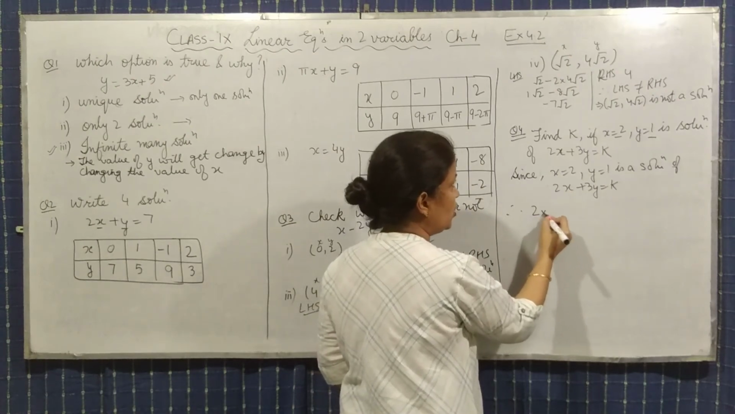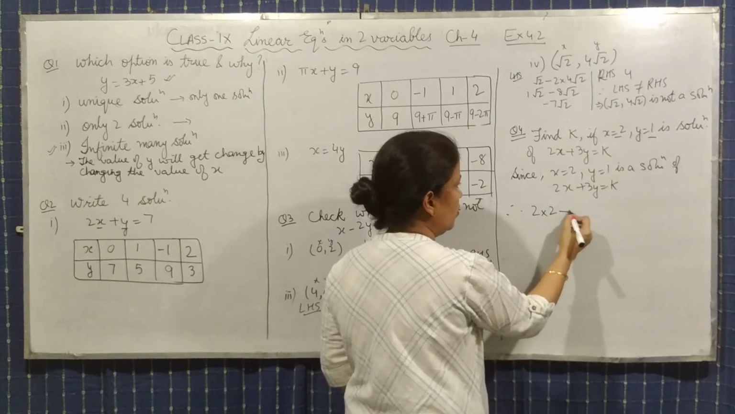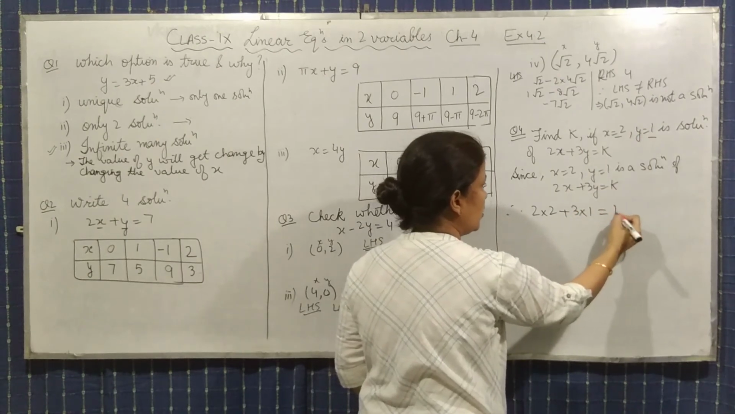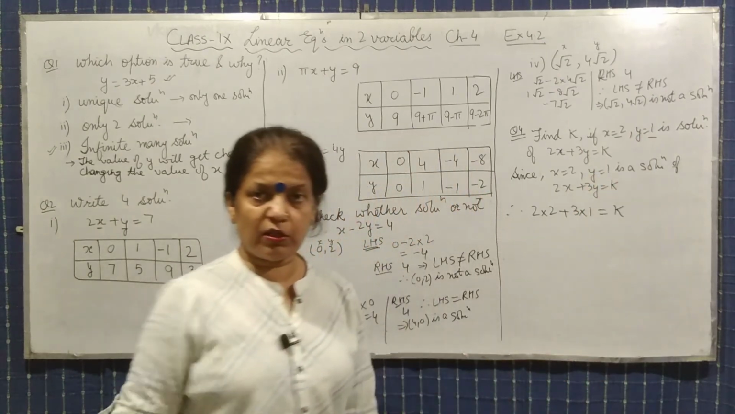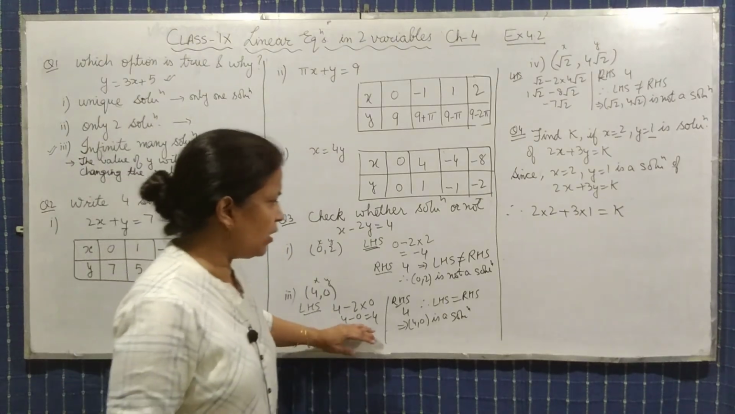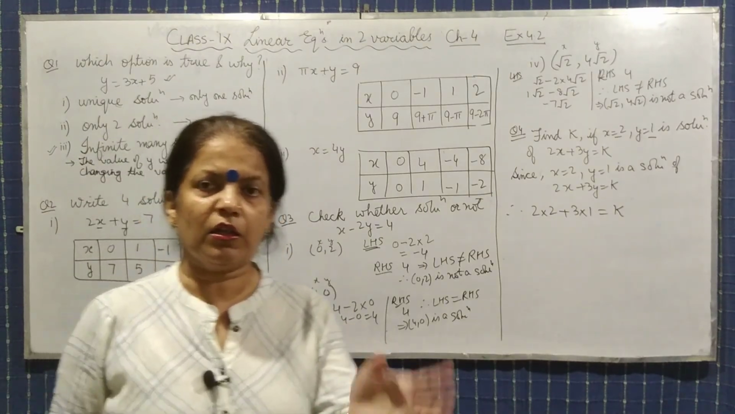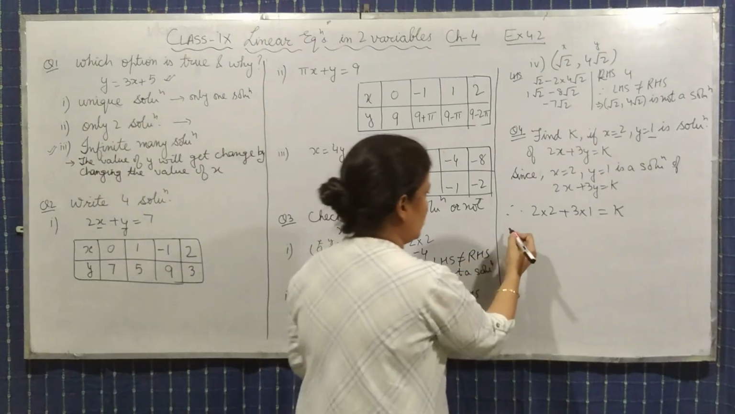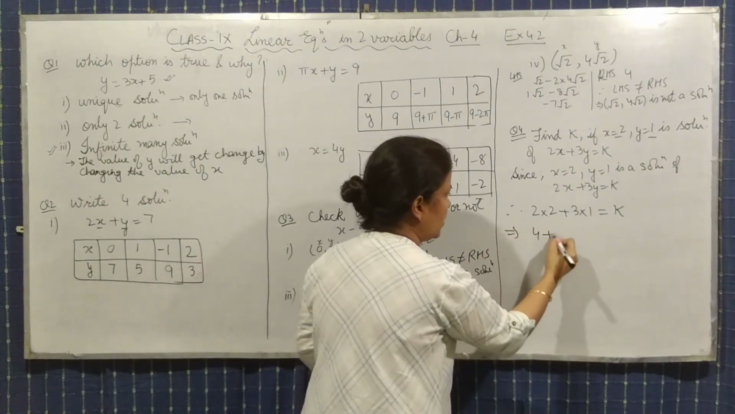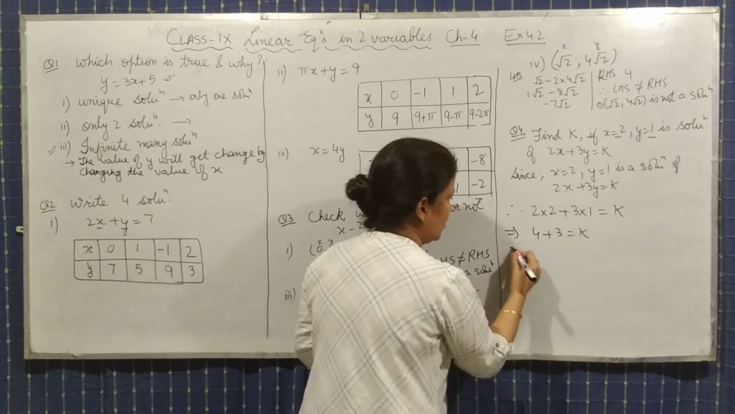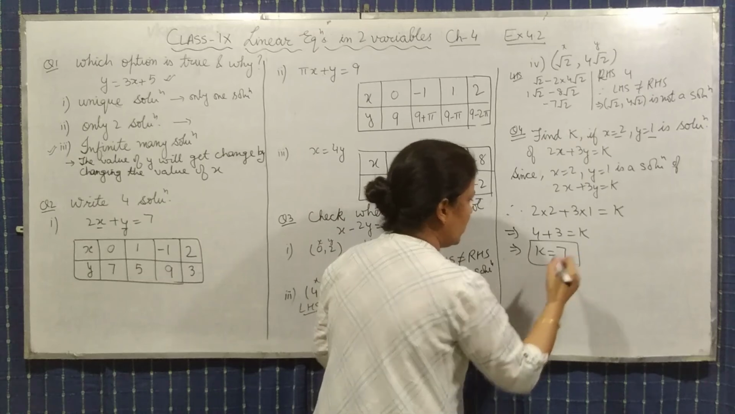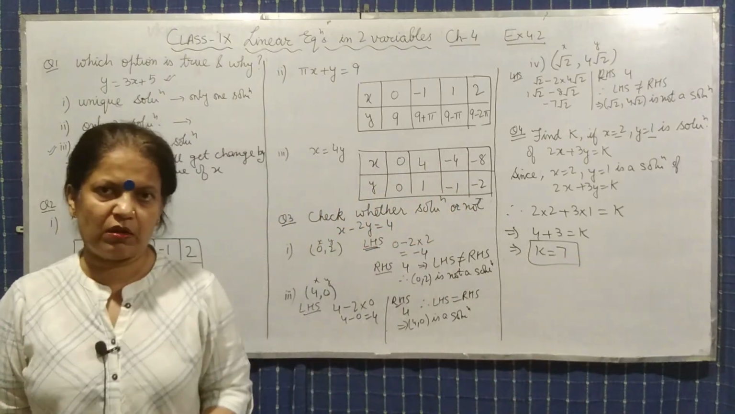Therefore 2 into x, 2 plus 3 into y equals k. As it is a solution, जैसे हमने यहाँ किया, अगर वो solution है so LHS and RHS should be equal. Now solve it. 4 plus 3 equal k. So from here k equal 7. So the value of k is 7 here.